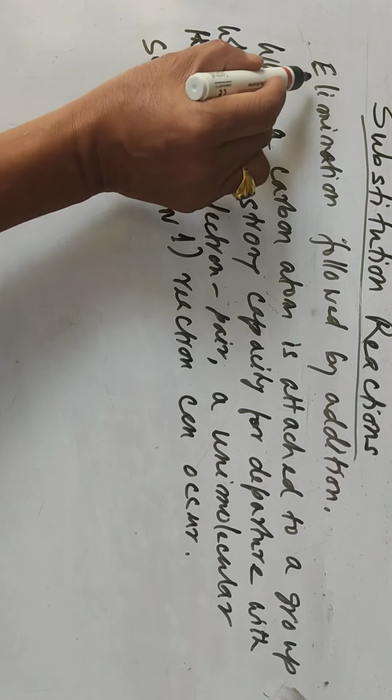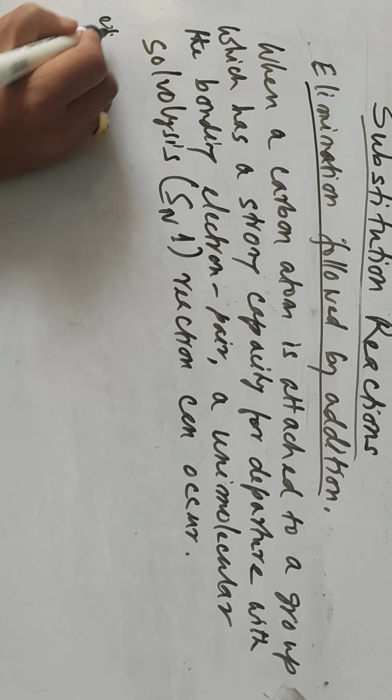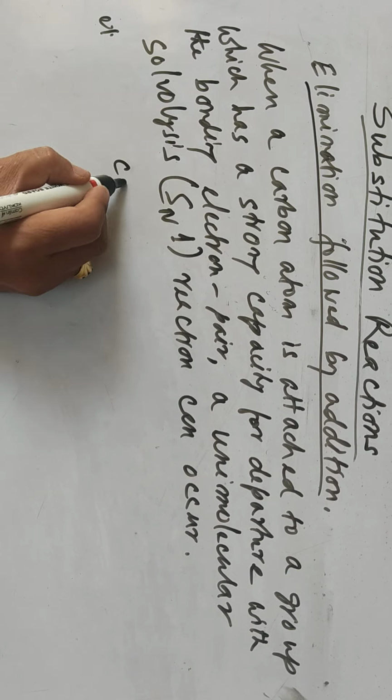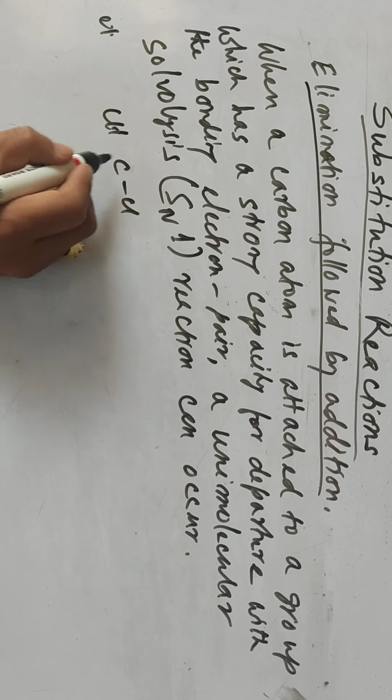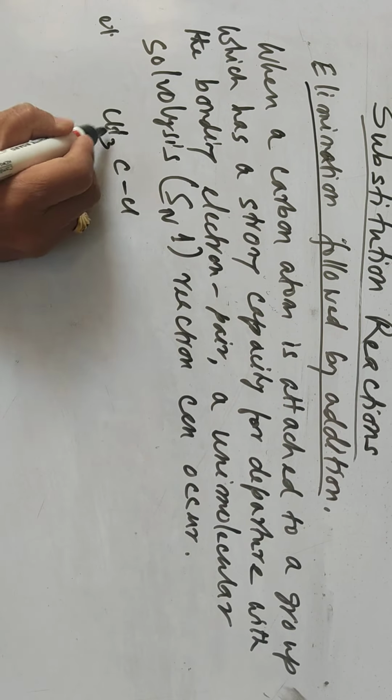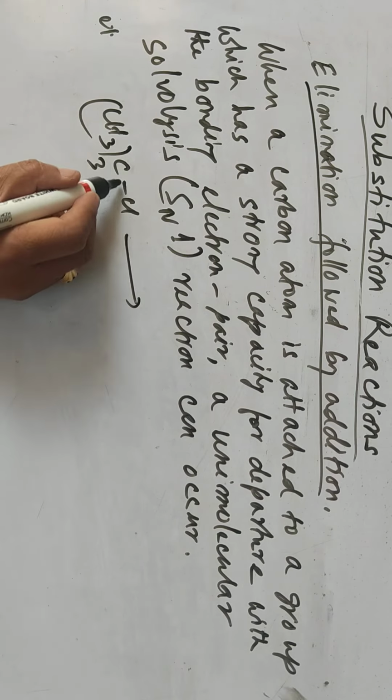So here, for elimination followed by addition, we have a carbon atom attached to a group with a strong capacity for departure with the bonding electron pair. That is, it has a good leaving group. If it has a good leaving group, then we can have these unimolecular reactions. For example, we can have CCl, or the C-methyl group, or R3 groups. This is a good leaving group.